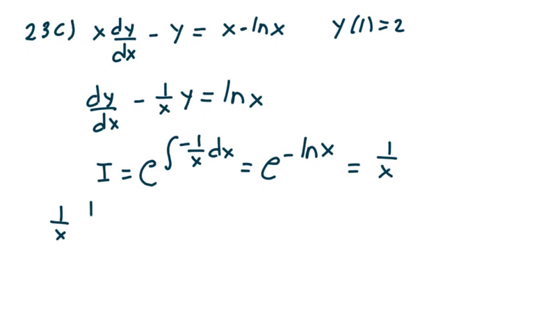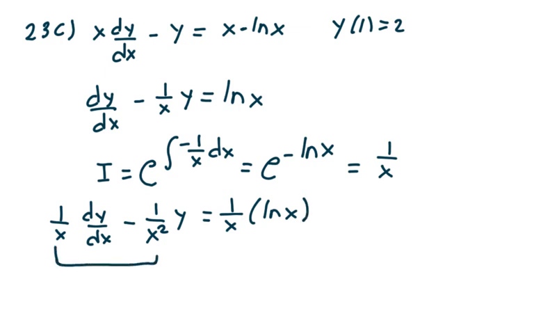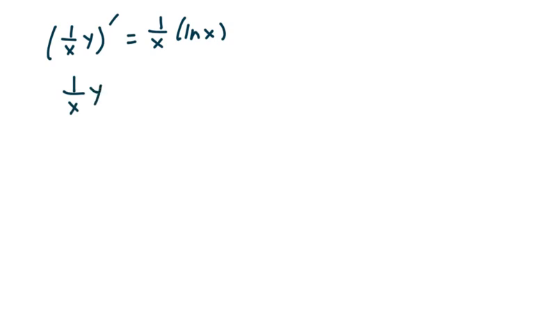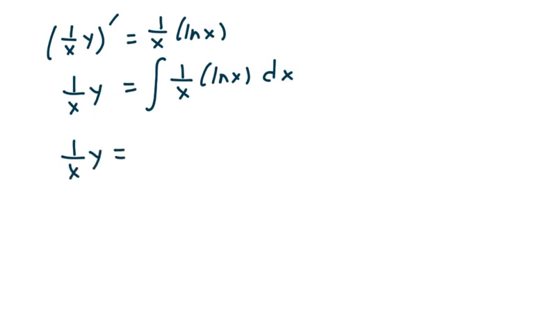So 1 over x dy dx minus 1 over x squared y is 1 over x times ln x. Now notice, the derivative of 1 over x is negative 1 over x squared. The derivative of y with respect to x is dy dx. So this is the product rule backwards. And so we get 1 over x times y prime is 1 over x times the natural log of x. So 1 over x times y is the integral of 1 over x times ln x dx. So 1 over x times y is 1/2 of natural log of x squared plus c.